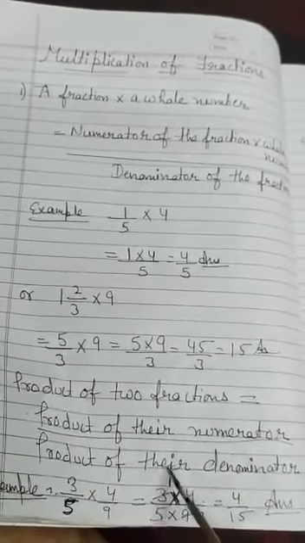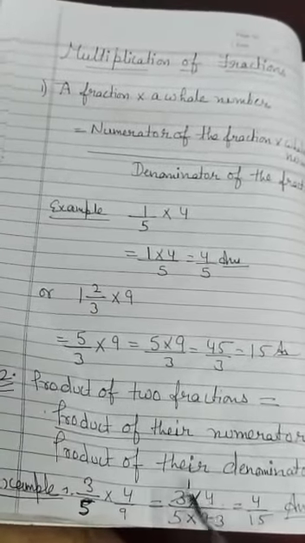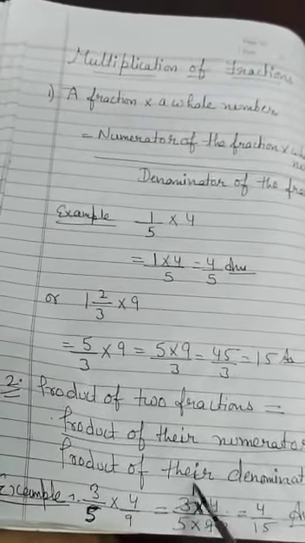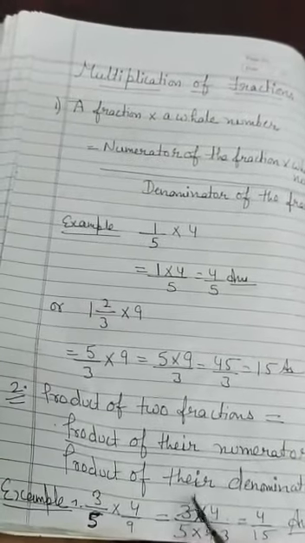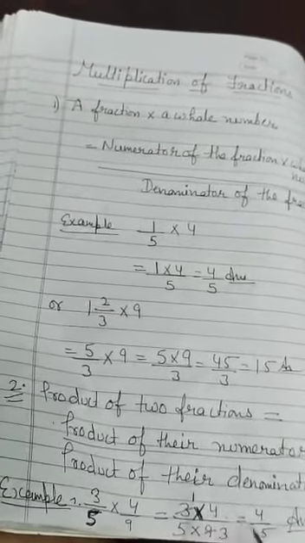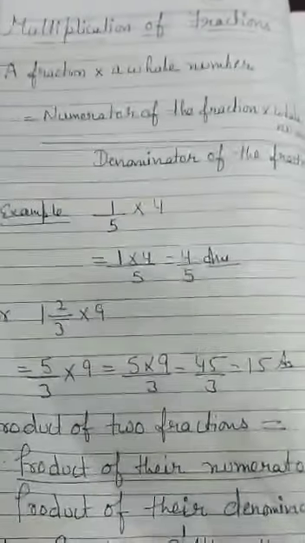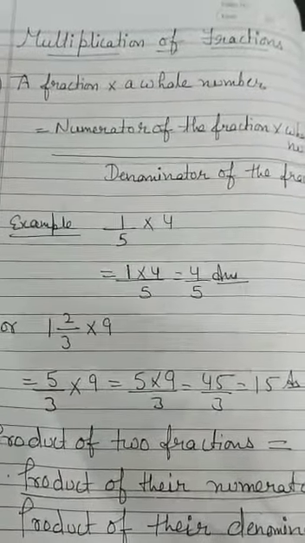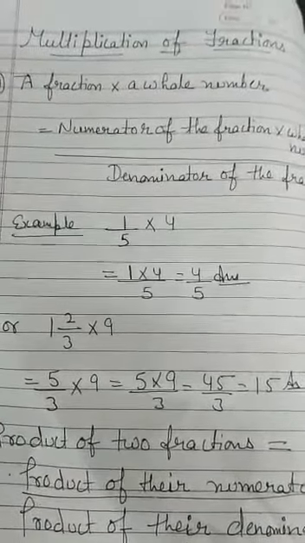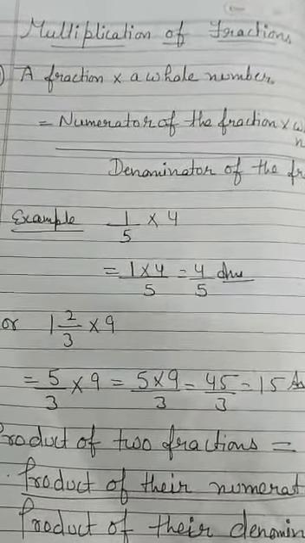So 3 into 1 and 3 into 3 is 9. Here we cut 3 into 1 and 3 into 3 is 9. So 1 into 4 is 4 and 5 into 3 is 15. 4 upon 15 is the answer. Okay students, I hope you have cleared all the concepts of this chapter. Now you can easily solve the related exercise.